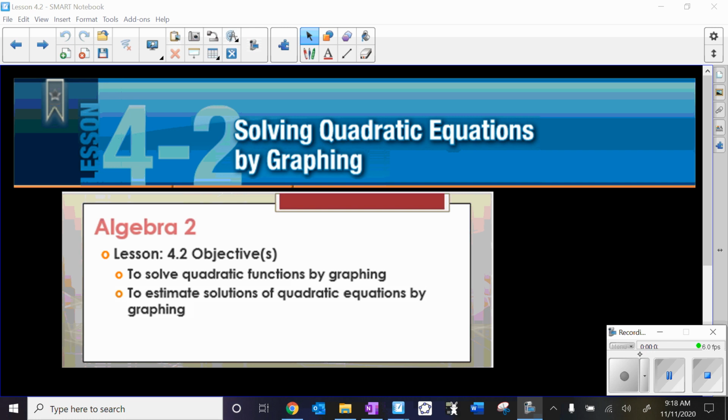In section 2, we're going to look at solving quadratic equations by graphing. If you remember in section 1, we actually learned how to graph quadratic functions or quadratic equations. So now we're going to look at what does it mean to actually solve a quadratic equation. And we're going to do that by graphing in this section. We'll learn a whole bunch of different ways to solve quadratic functions or equations. But in this section, we're specifically going to look at graphing them.